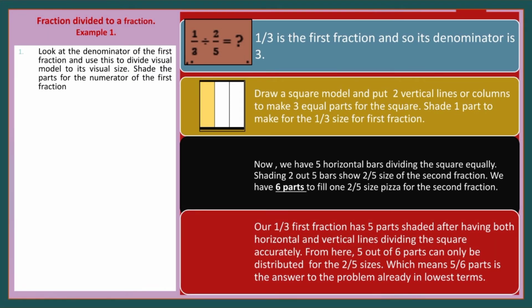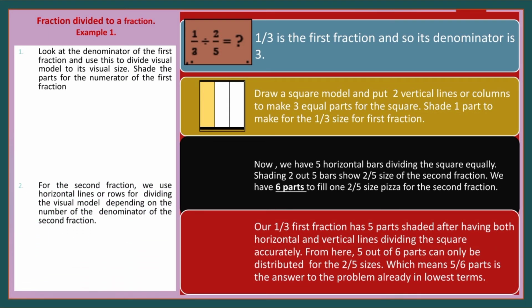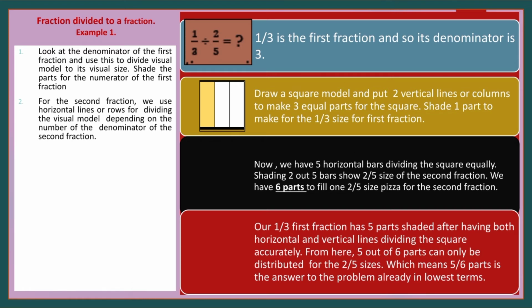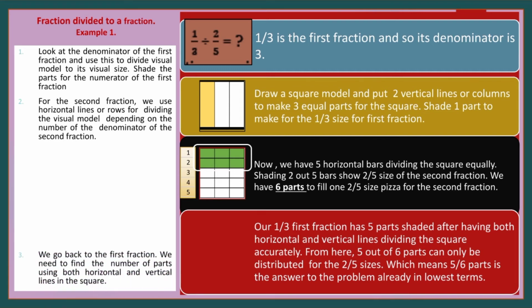For the second fraction, we use horizontal lines or rows for dividing the visual model, depending on the denominator of the second fraction. Since the second fraction is 2/5, the denominator is 5. So we have 5 horizontal bars to divide the square equally. Shading 2 out of 5 bars shows the 2/5 size of the second fraction. We have 6 parts to fill the 2/5 size for the second fraction.